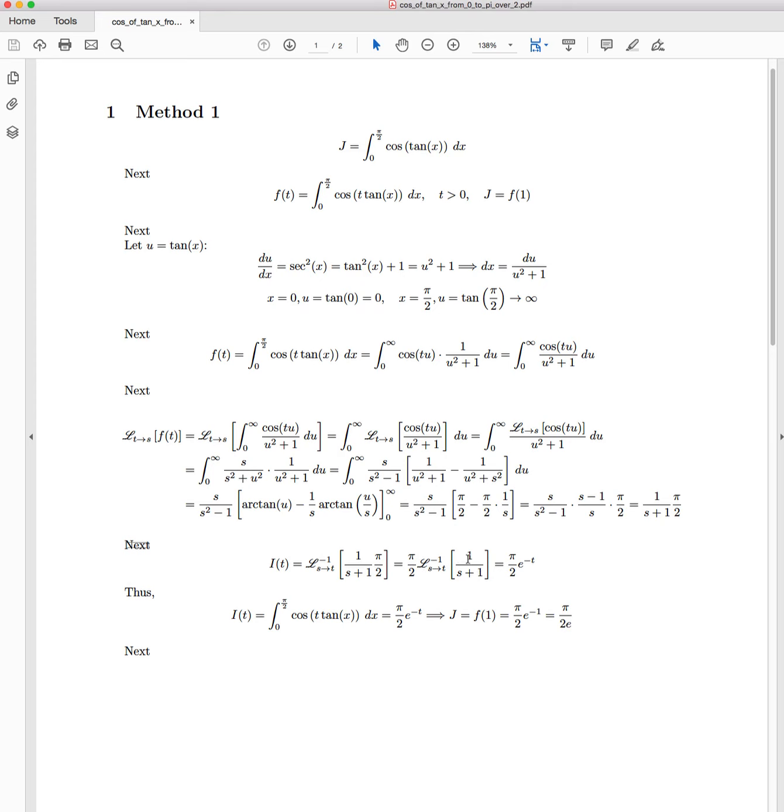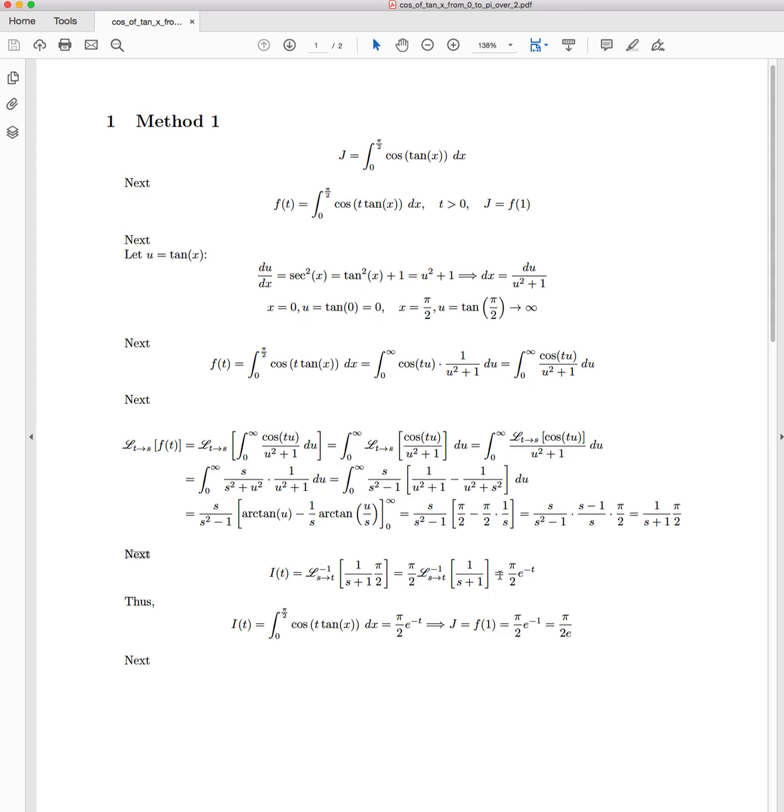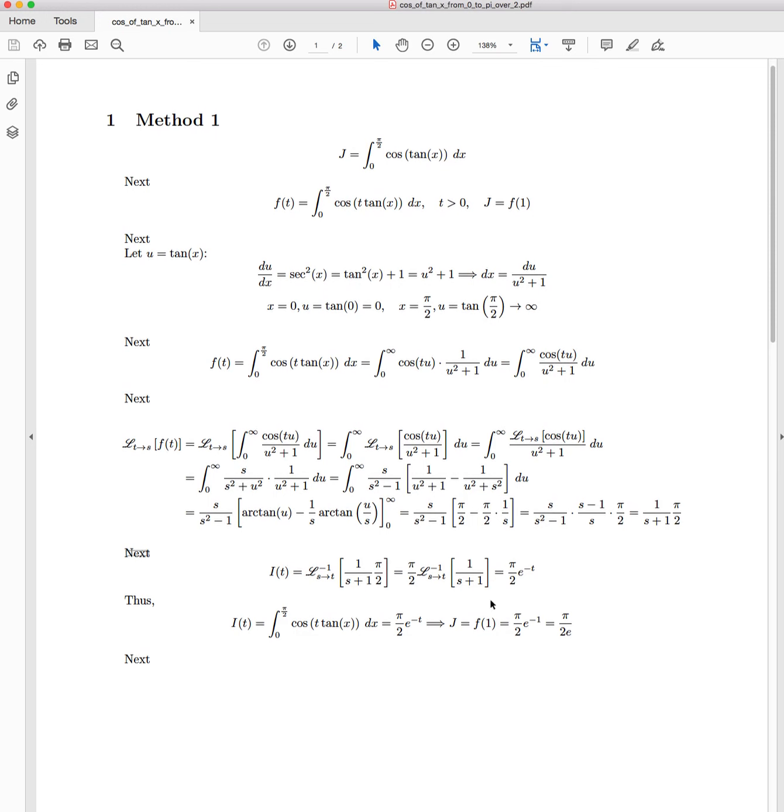This is a very common and easy one. The inverse Laplace transform of 1 over s plus a is e to the negative at. So here in this case, our a value is just equal to 1, and so we have pi over 2 e to the negative t. Again, if you would like to see a derivation of that, comment or send me a direct message and I'll do a video to support that.